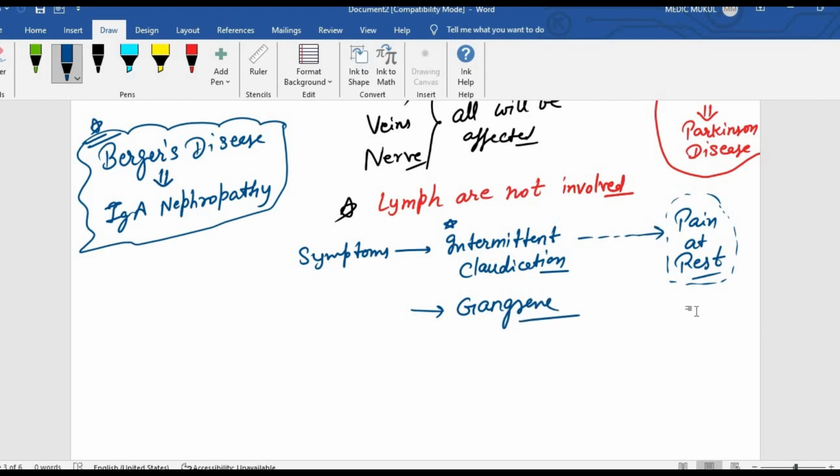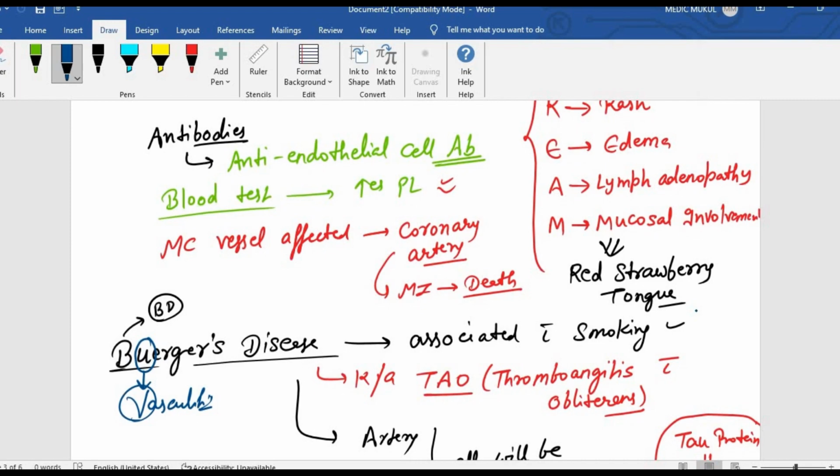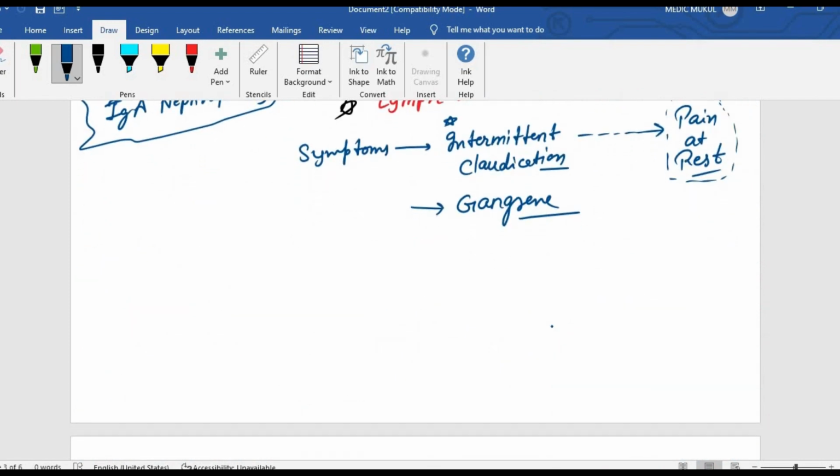And microscopically, what will we see? Neutrophilic microabscess. We will see this on the microscopy. And in the microscopy, what will we see? Neutrophilic microabscess, and there is a granulomatous inflammation.